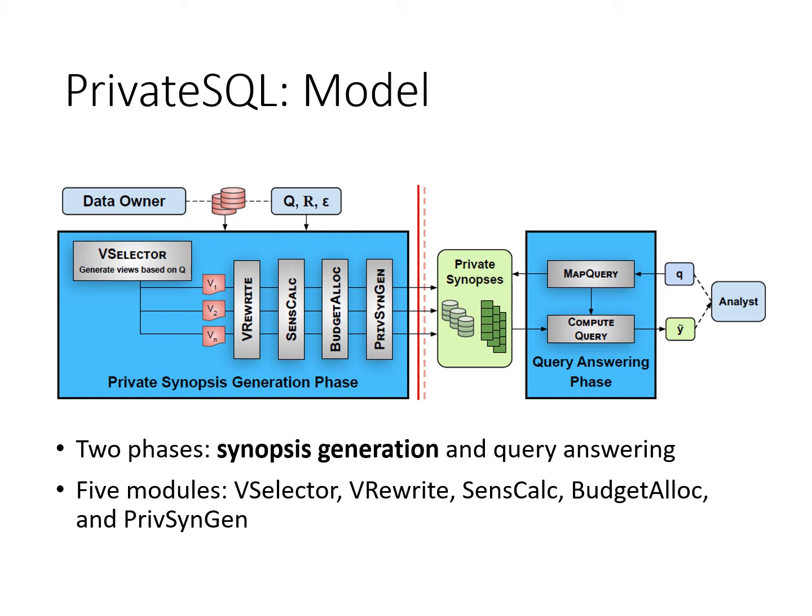The synopsis generation phase is the focus of this paper, which has five modules: the view selector, the view rewrite, the sensitivity calculator, the budget allocator, and the private synopsis generator. And the query answering phase only provides an SQL interface to the analyst and computes answers to the queries based on the private synopses.